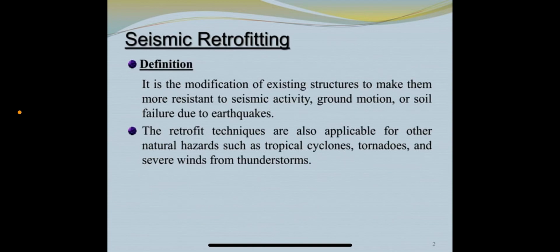Seismic retrofitting definition: it is the modification of existing structures to make them more resistant to seismic activity, ground motion, or soil failure due to earthquakes. The retrofit techniques are also applicable for other natural hazards such as tropical cyclones, tornadoes, and winds from thunderstorms.